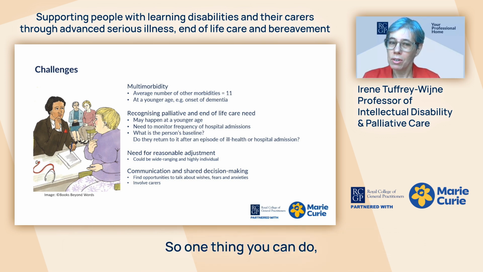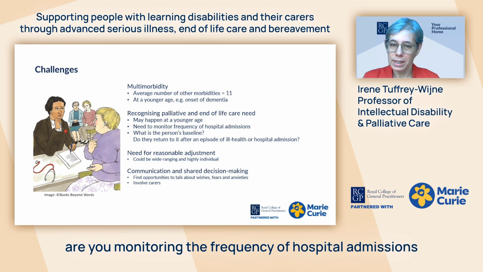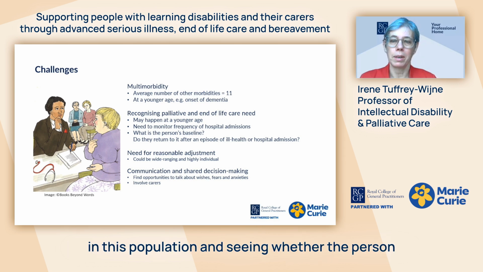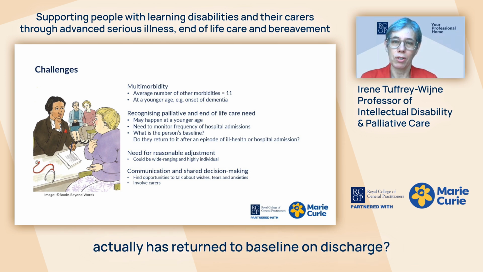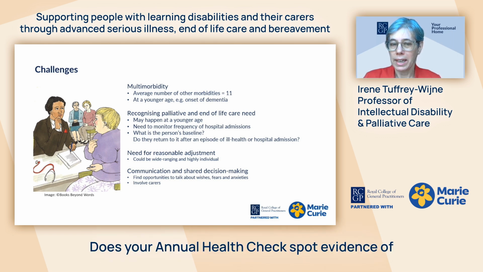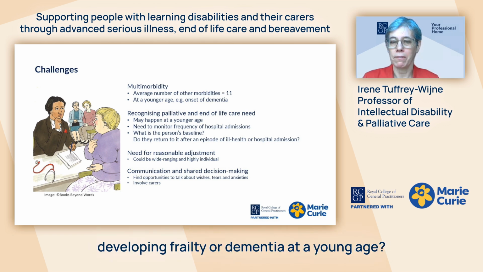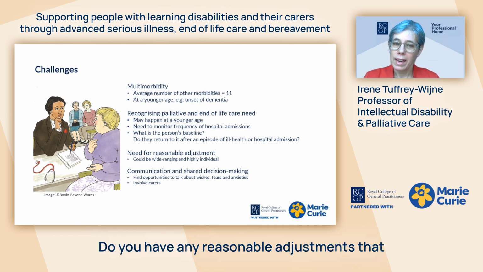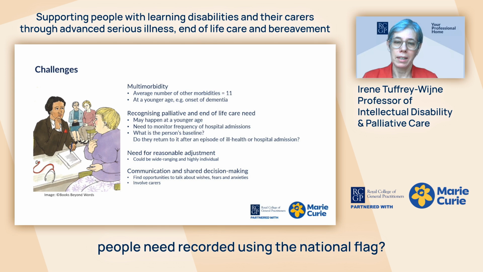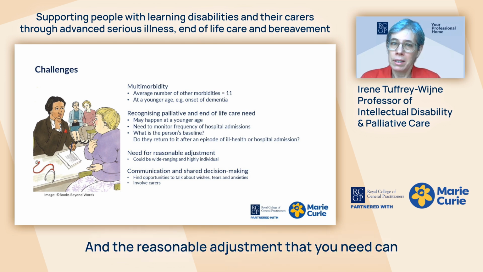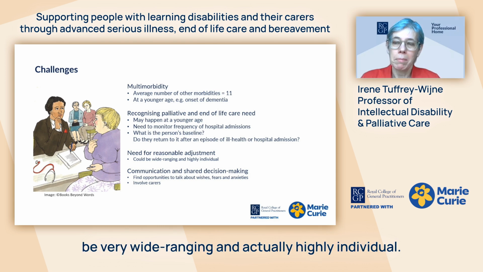So one thing you can do: are you monitoring the frequency of hospital admissions in this population and seeing whether the person actually has returned to baseline on discharge? Does your annual health check spot evidence of developing frailty or dementia at a young age? Do you have any reasonable adjustments that people need recorded using the national flag? And the reasonable adjustments that you need can be very wide-ranging and actually highly individual.